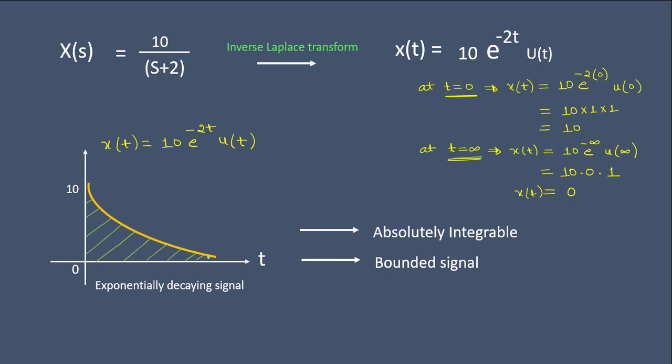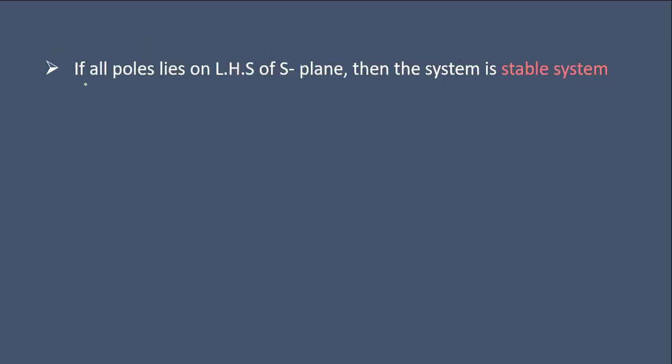The signal is a finite signal, hence we call this signal absolutely integrable, and this is a bounded signal. So whenever a signal is absolutely integrable and it is bounded, then the given system is a stable system. So we can say if all poles lie on the left hand side of S-plane, then the system is a stable system.